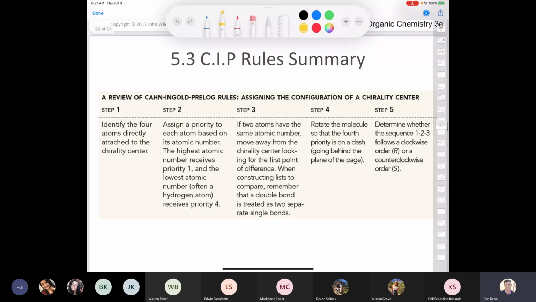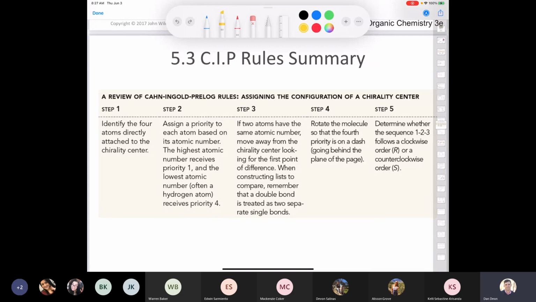All right, so here's the Cahn-Ingold-Prelog rules summary. You could print this out when you're practicing, or you could try to memorize it, but after a little bit of practice, you'll get the hang of it. First step, look at the four atoms attached to the chirality center. You assign priorities based on atomic number. Highest atomic number gets highest priority, lowest gets lowest priority. If two atoms have the same atomic number, you keep going away from the chiral center, making those laundry lists, until you find the first point of difference. And then you prioritize based on that.